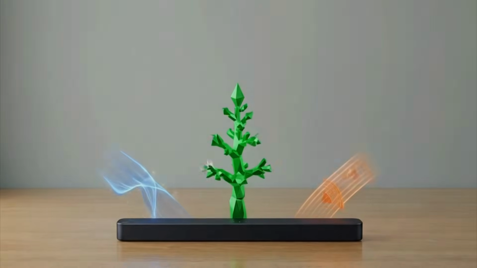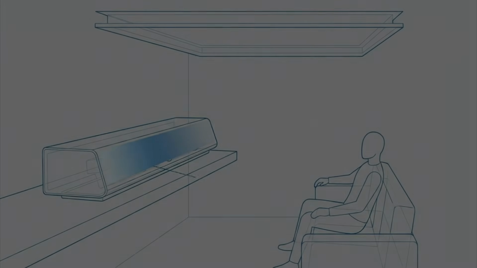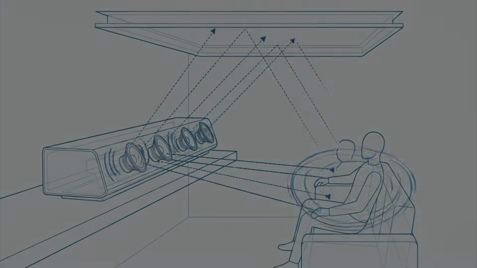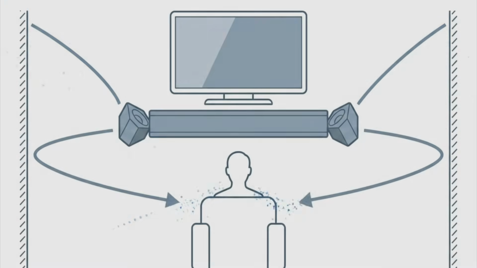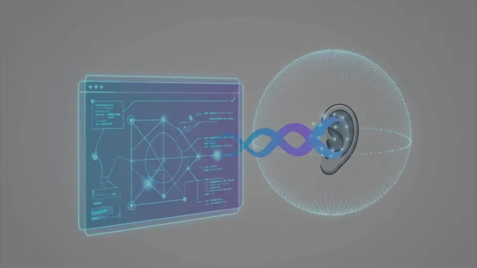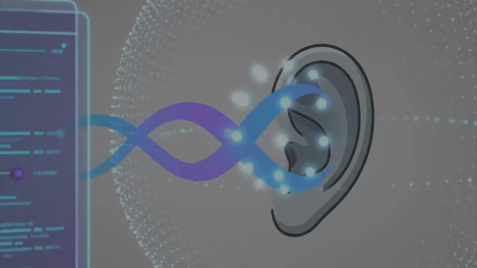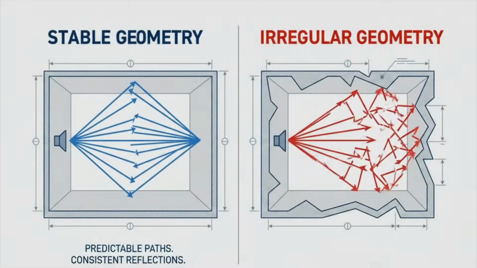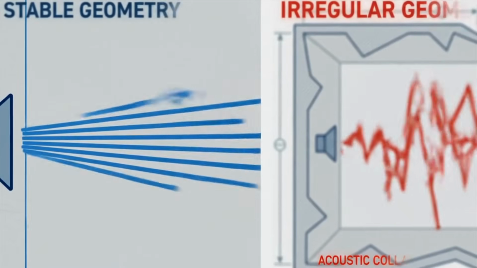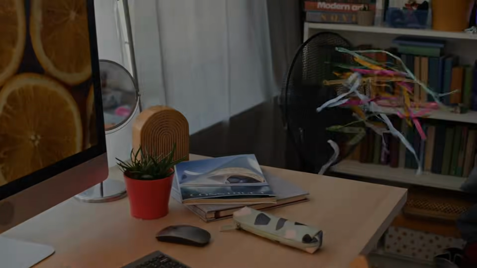Most Atmos soundbars rely on one of three approaches. 1. Up-firing drivers that reflect sound off the ceiling. 2. Side-firing drivers that bounce sound off walls. And 3. Digital signal processing that simulates height virtually. All three depend on predictable geometry. If the room is working against the design, performance drops immediately. Your room is not separate from your sound system. It is part of it.